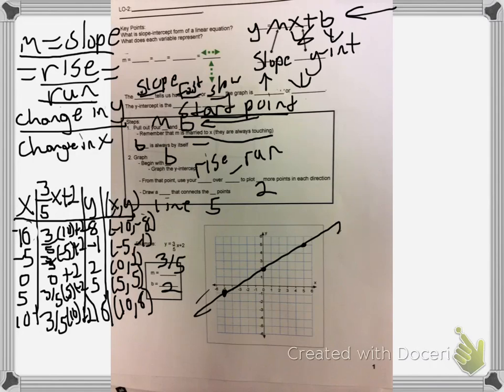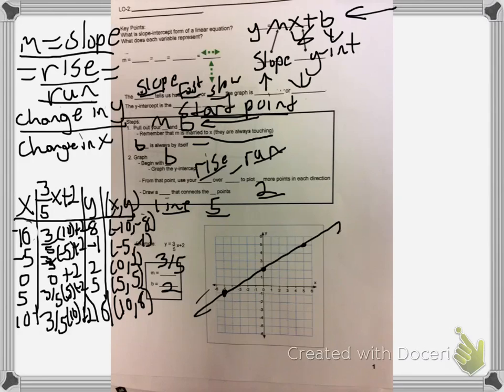Graphing begins with b. Graph the y-intercept. Alright, put your point on the y-intercept. From that point, use your rise over run. Plot 2 more points in each direction, up and down, left and right. Draw a line and connect all the 5 points.